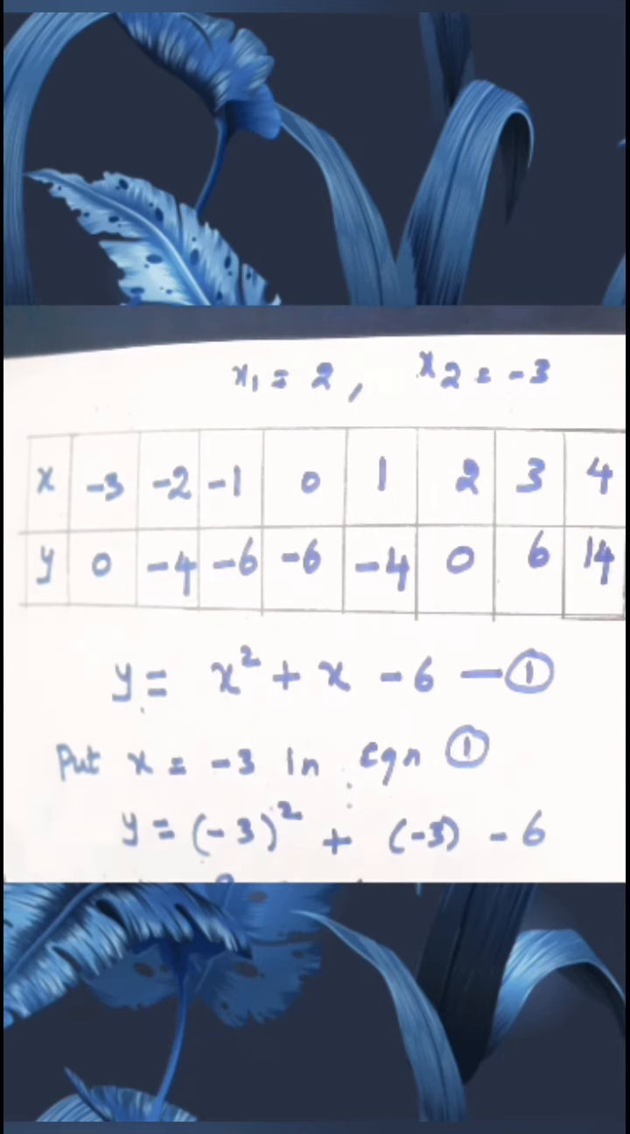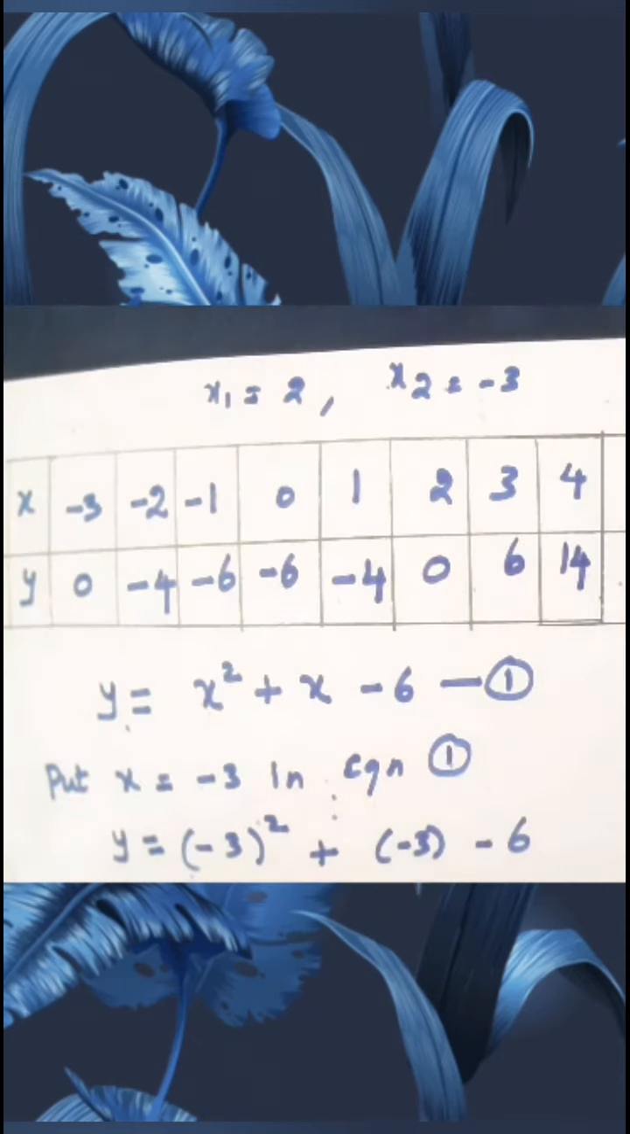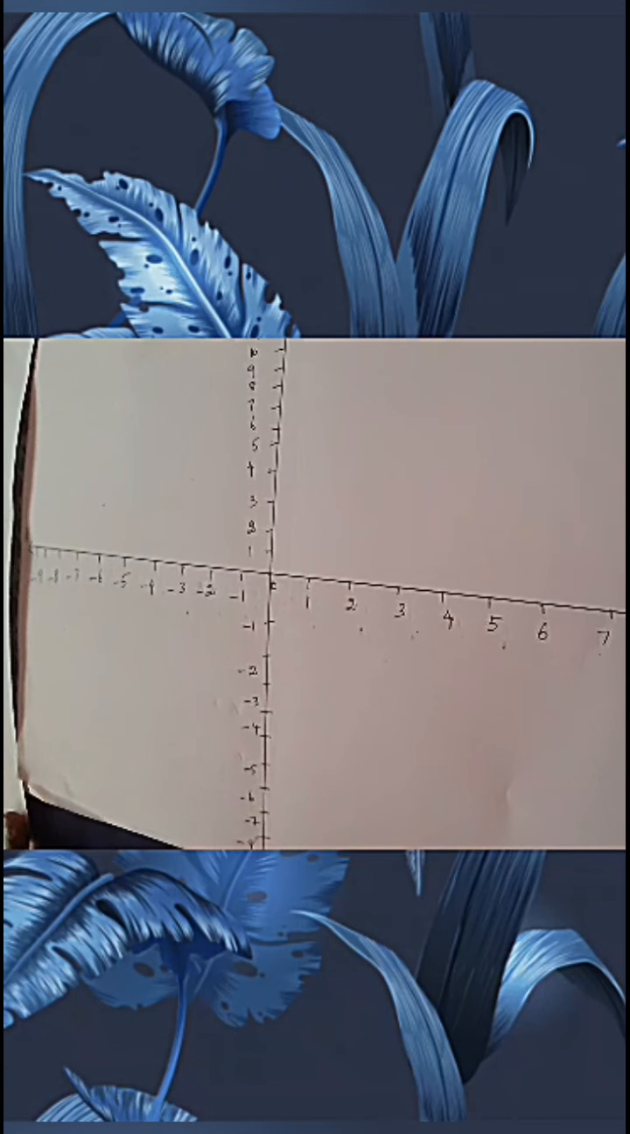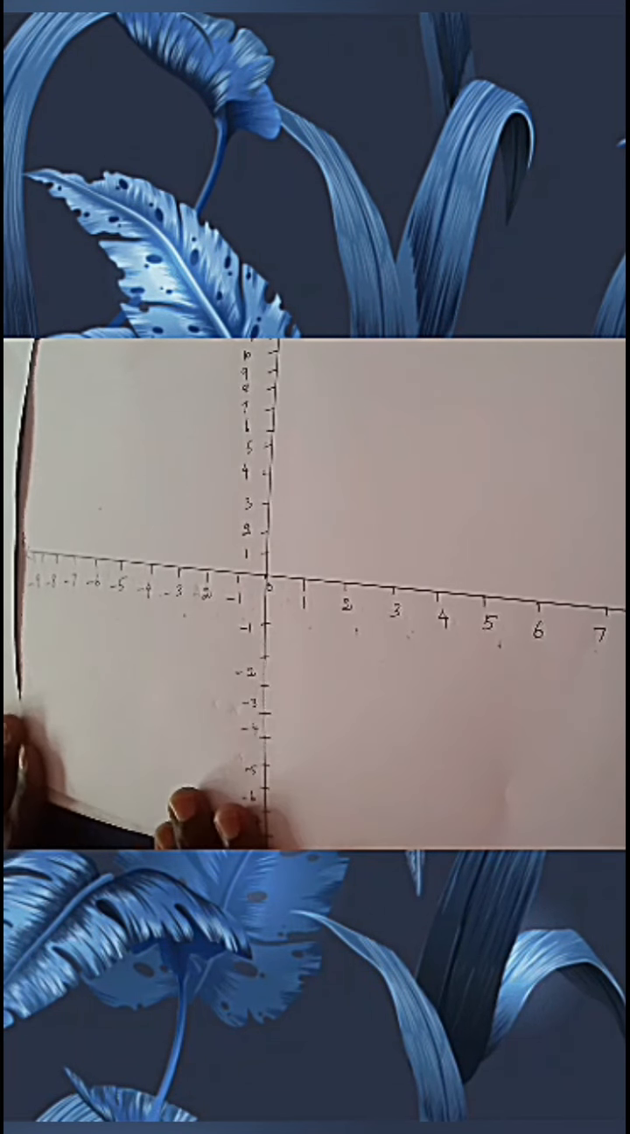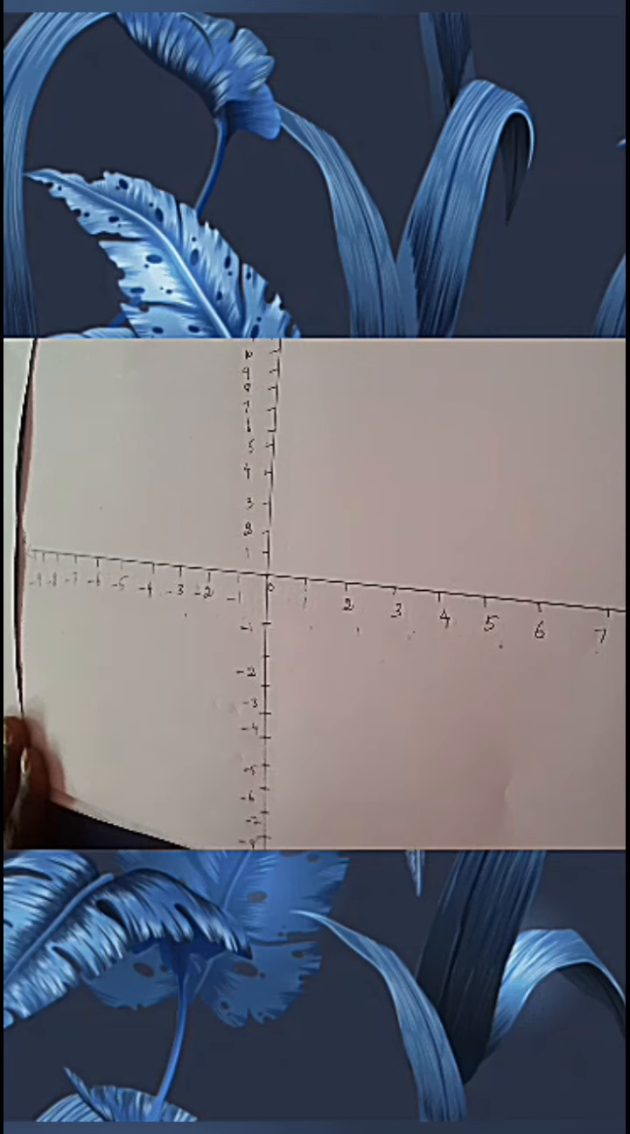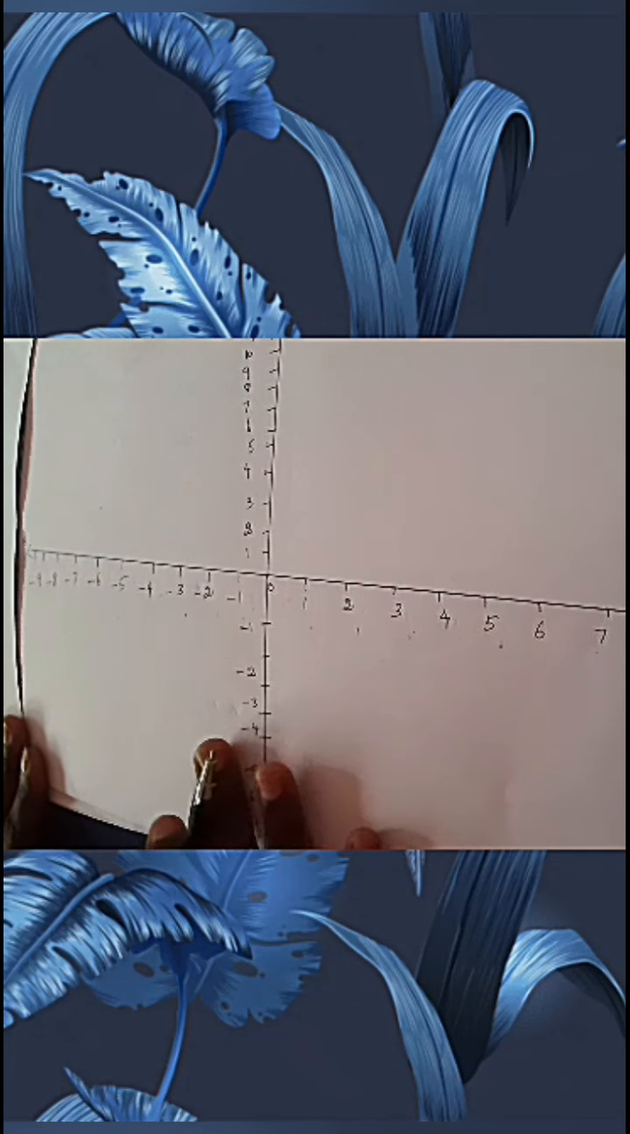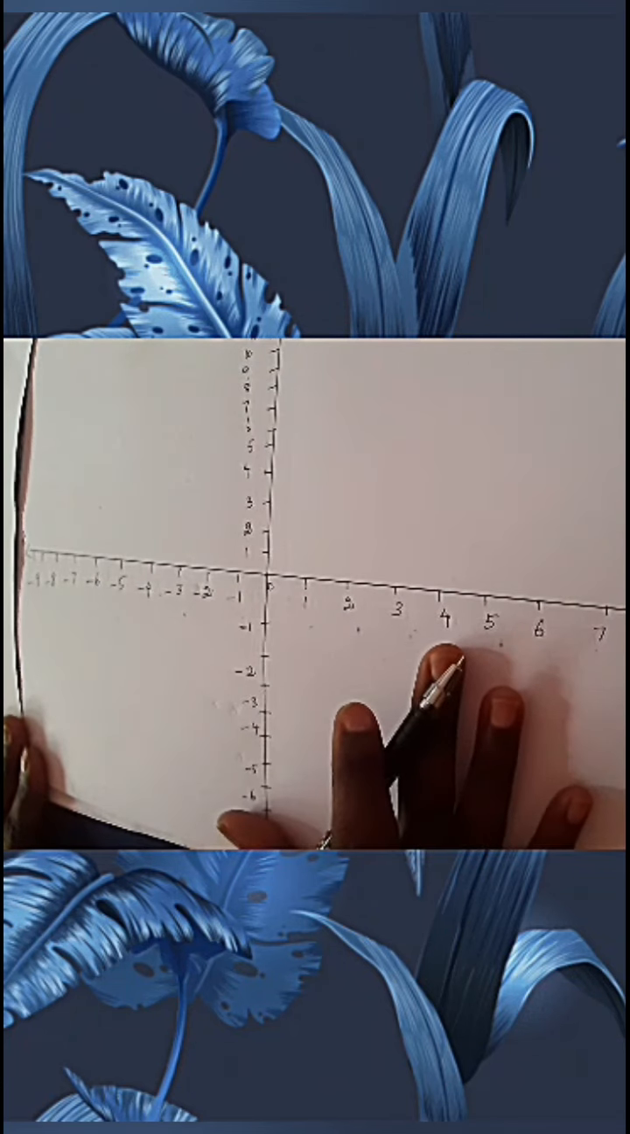Second step is over. We have made the tabular column. Hi students, in this video we'll see how we are going to plot the graph. Okay. If you have a graph paper, you can use it. I have drawn it on a white paper. Okay, that should be okay. If you have a graph sheet, you can very well use it.